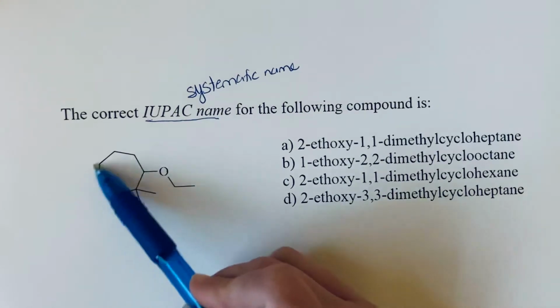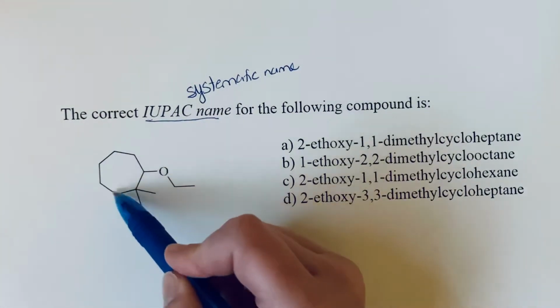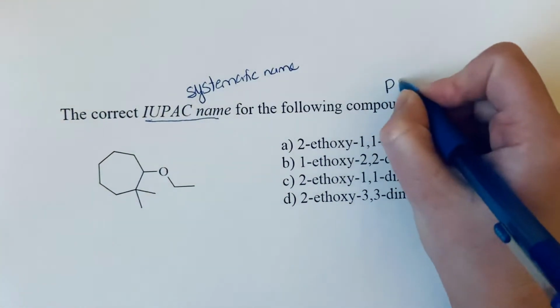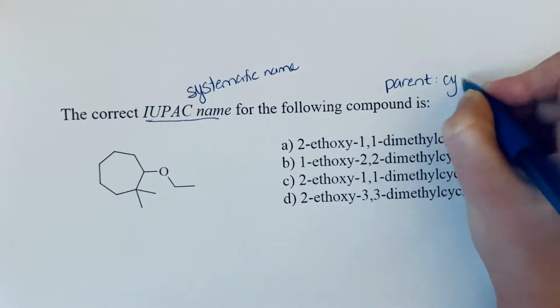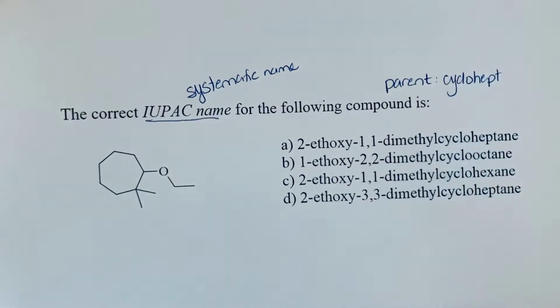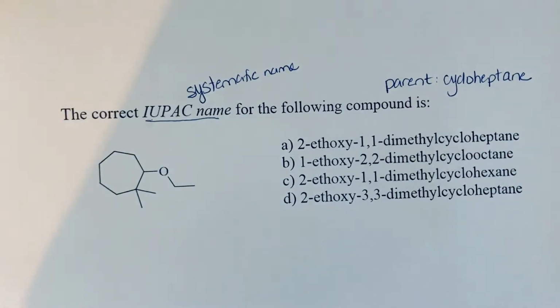In this case, it looks to be this ring, which is a 7-membered ring. So our parent name then is cyclo because it is a ring, hept because you have 7 carbon atoms, and they're all carbon-carbon single bonds, so we add ane for the alkane. So our parent is cycloheptane.